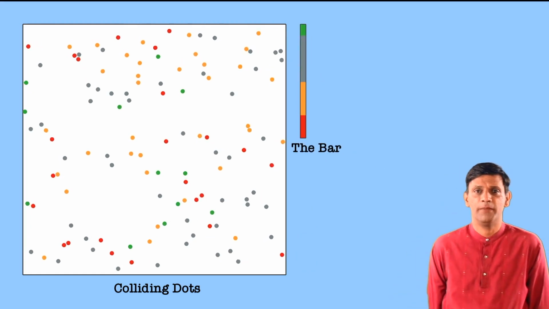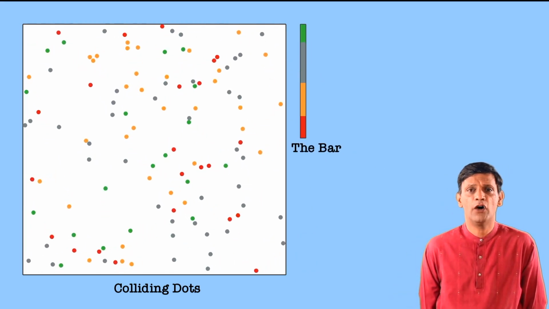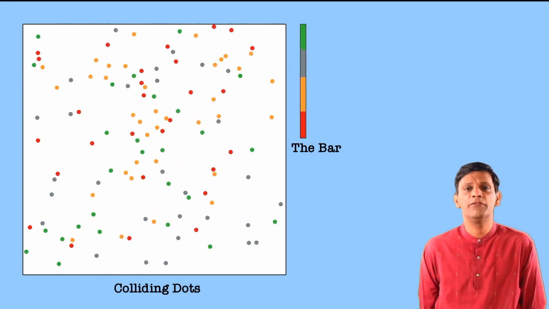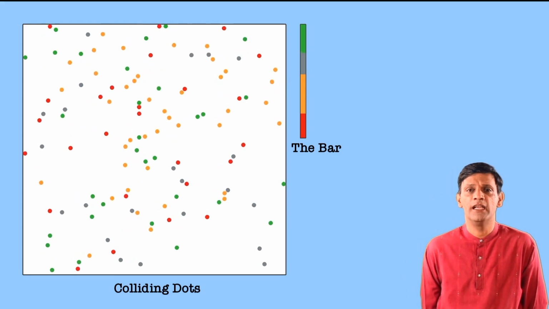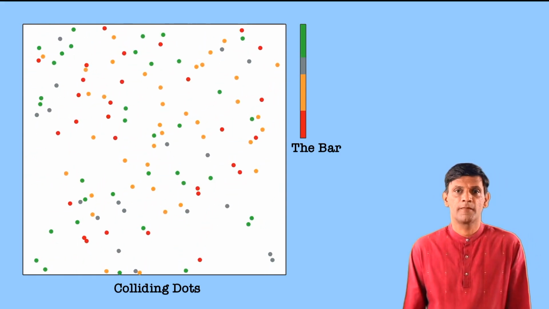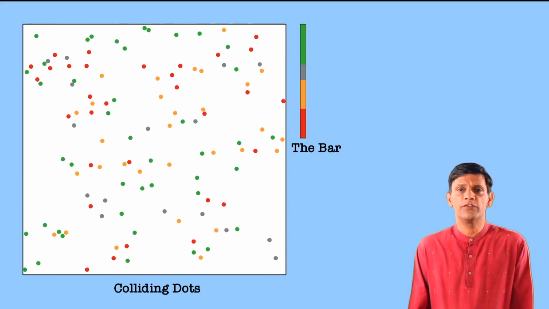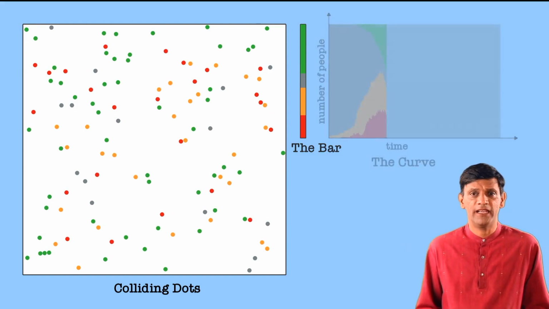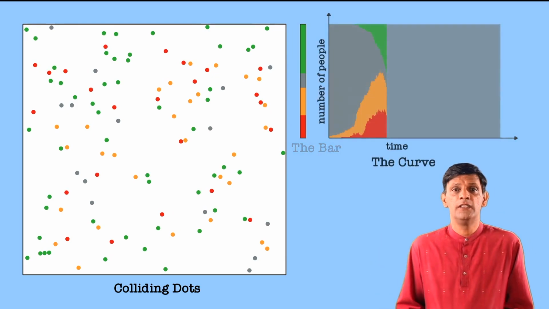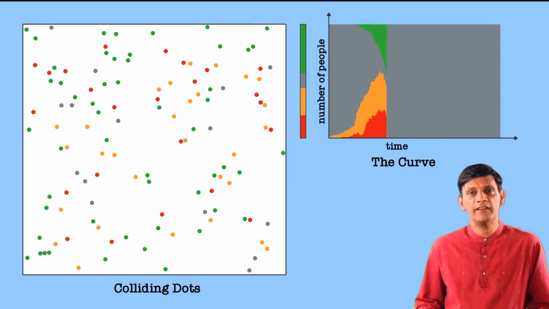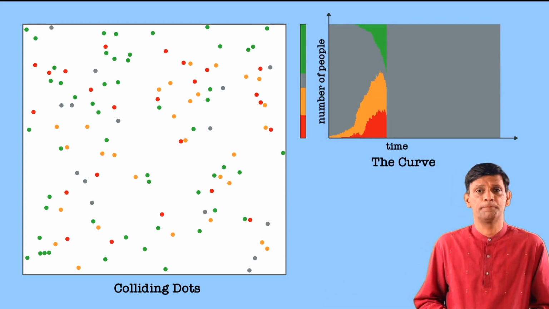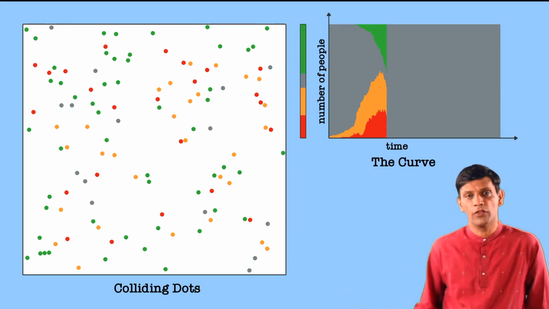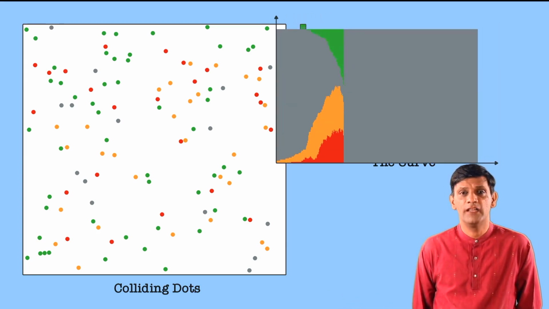Let's restart our animation. The bar now shows what's happening in our colliding dots animation. It gives us a summary of what is going on in the epidemic. At this point, we introduce the most important tool used by epidemiologists to study an epidemic, the curve. The curve records the status of the bar over time. On the x-axis, we have time, and on the y-axis, we have the status of the bar.